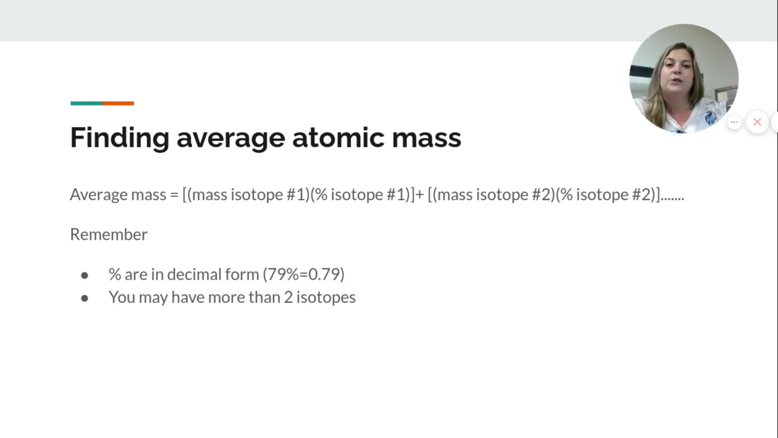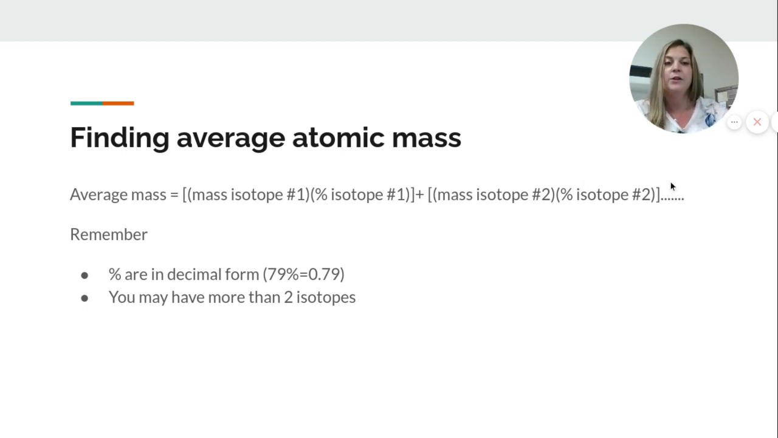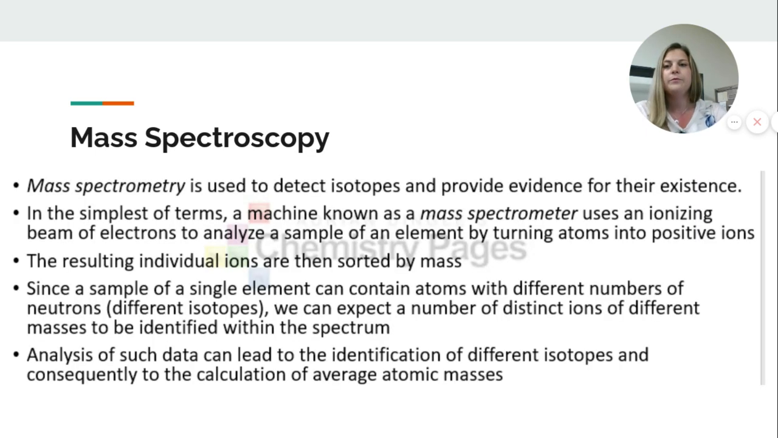And you may have more than two isotopes. The formula here only shows two isotopes, mass of isotope 1 and mass of isotope 2, but the ellipsis means that there could be 3 or 4 or 5 isotopes depending on the element that you are dealing with.